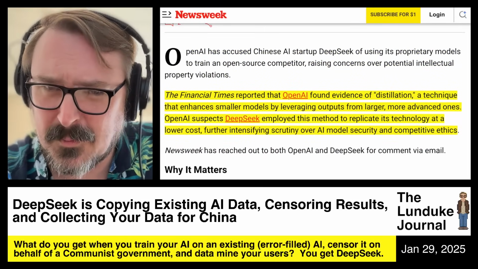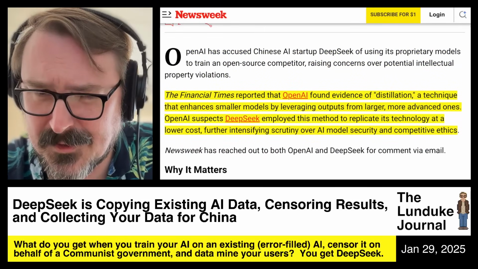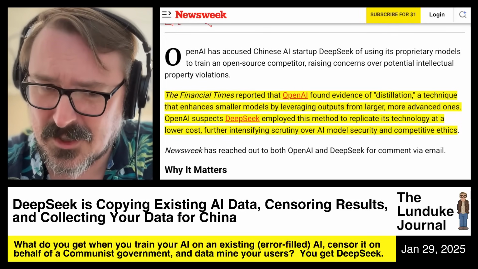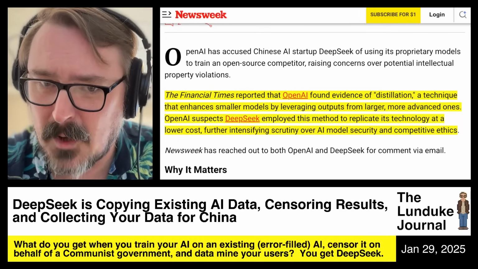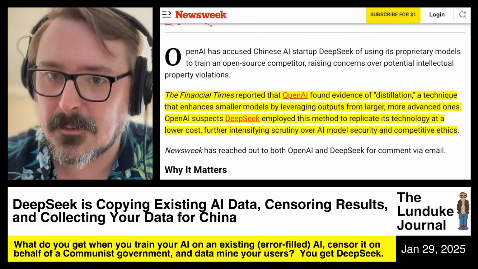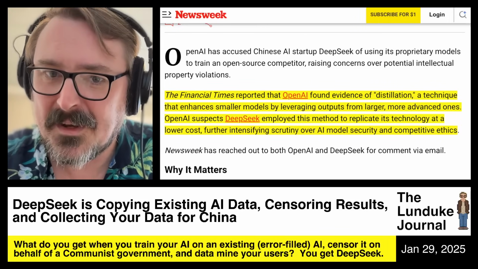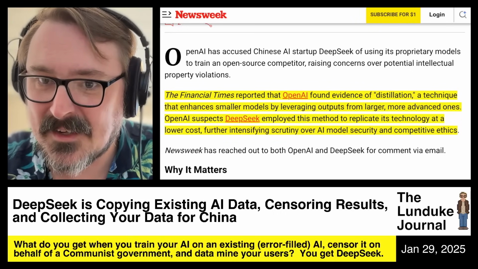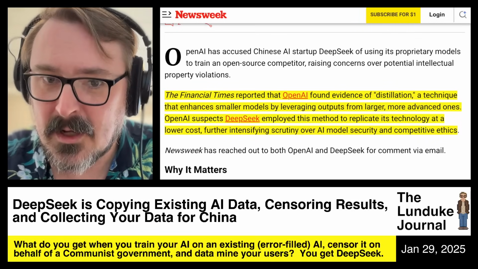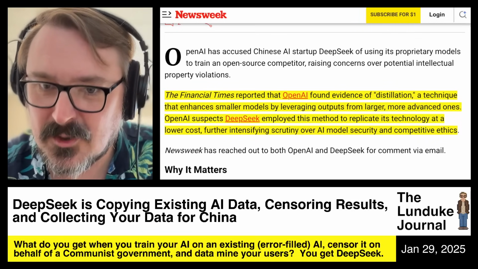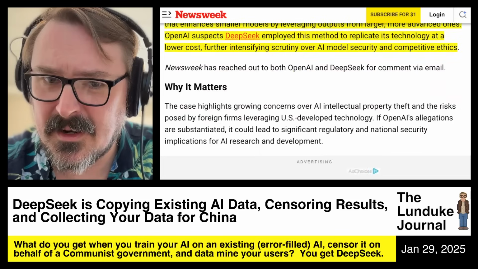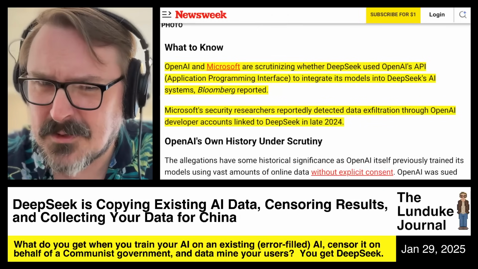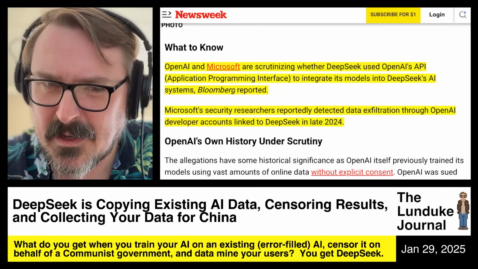The Financial Times reported, this is from Newsweek, but from the Financial Times, that OpenAI found evidence of distillation, a technique that enhances smaller models by leveraging outputs from larger, more advanced ones. OpenAI suspects DeepSeek employed this method to replicate its technology at a lower cost, further intensifying scrutiny over AI model security and competitive ethics. Now, this is actually kind of an interesting thing here. I'm going to continue with this Newsweek article.